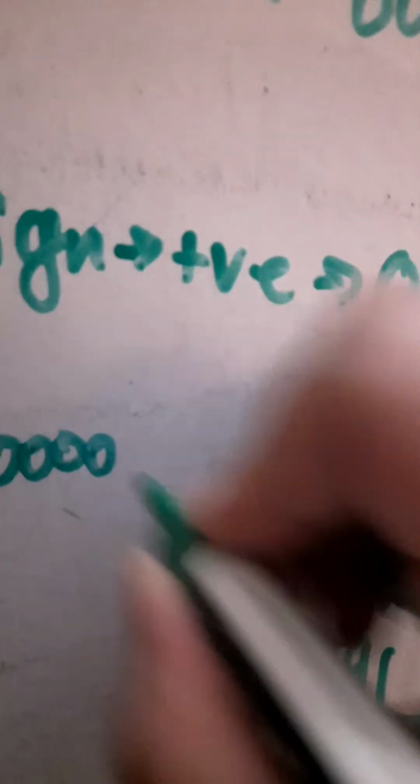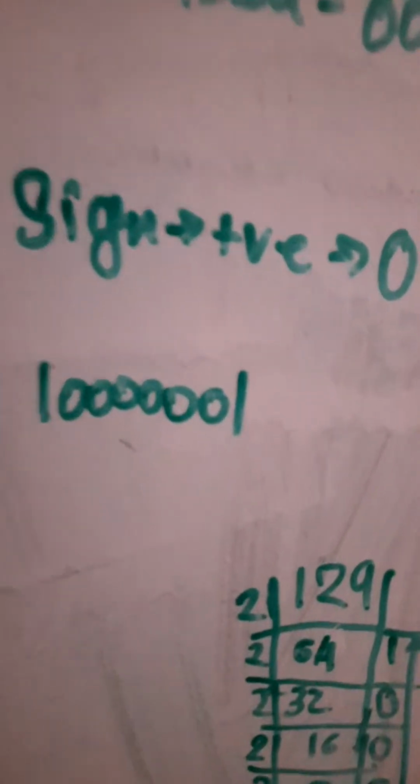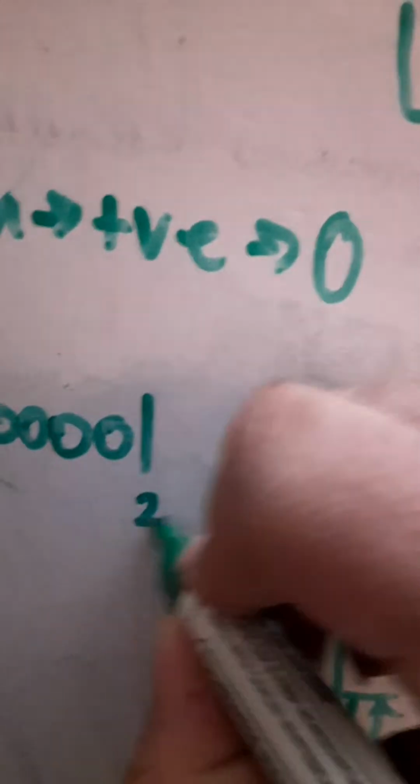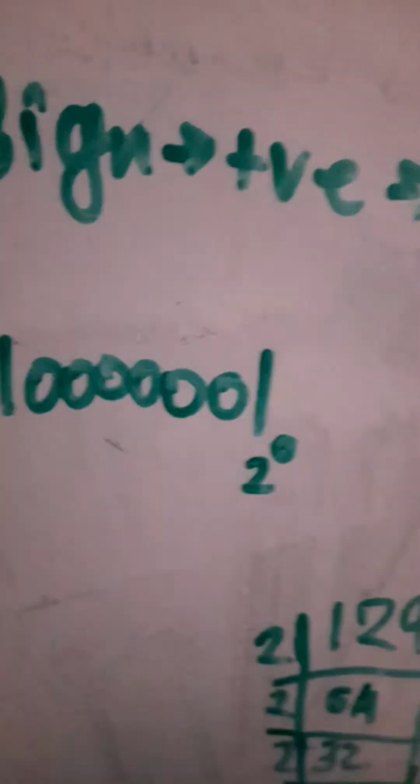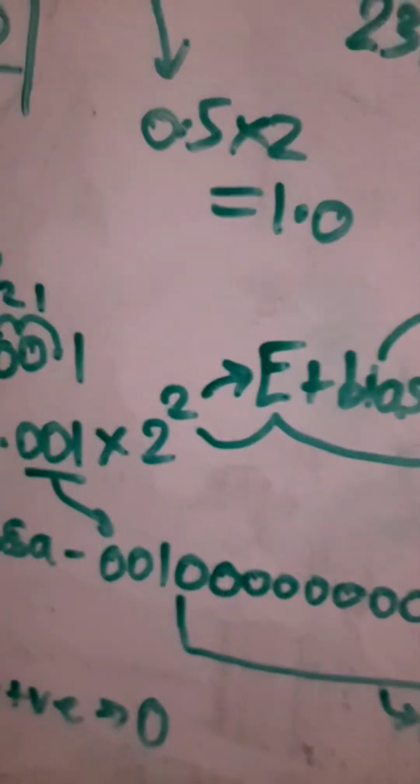So what do we have here? The exponent is 1 0 0 0 0 0 0 1. This is actually 129 because this is 2 raised to 0, so obviously 1 plus 128 is 129. This must be 2 raised to 7, and 2 raised to 7 is 128. I showed you somewhere. So 128 plus 1 is 129.